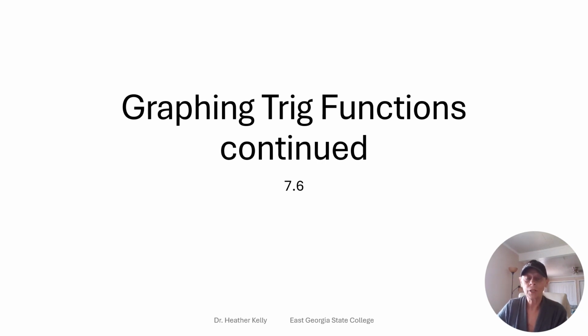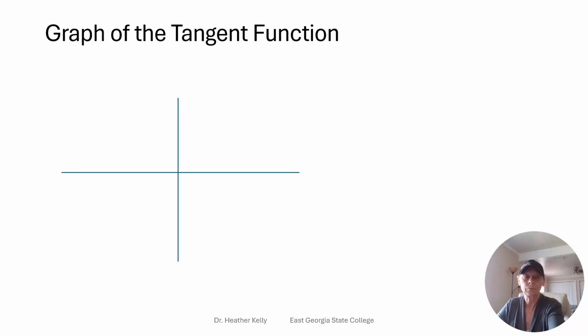Okay, let's finish up chapter 7. We're going to continue graphing the trig functions. Today we're going to do the functions that have asymptotes. That would be tangent and cotangent, secant and cosecant. So let's get started with the tangent function.